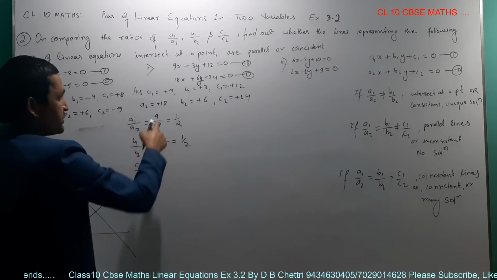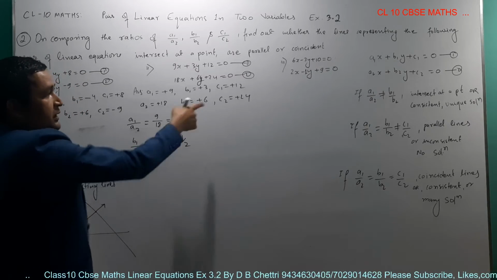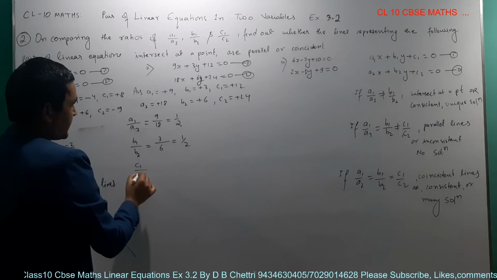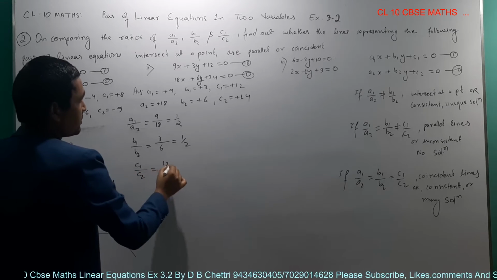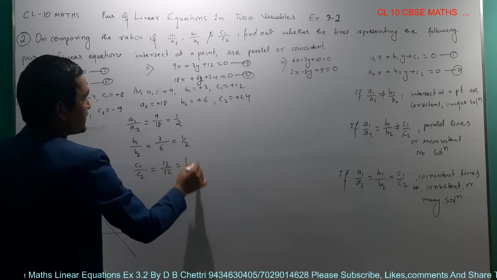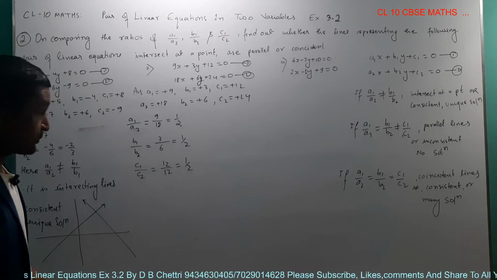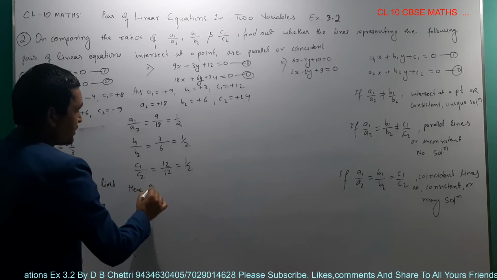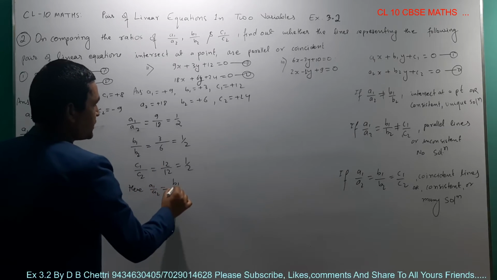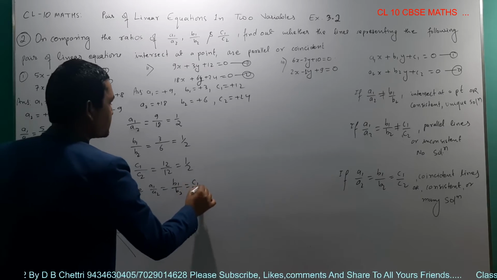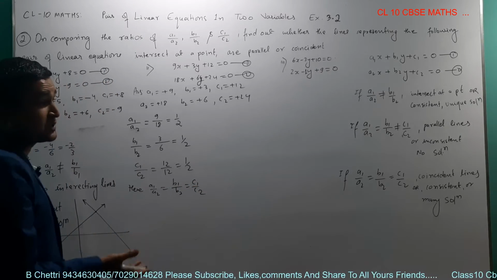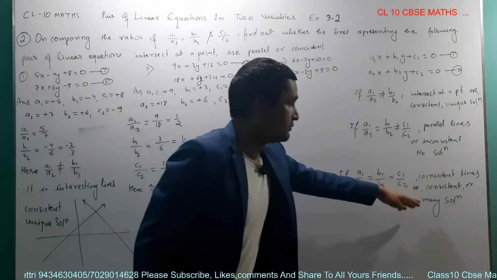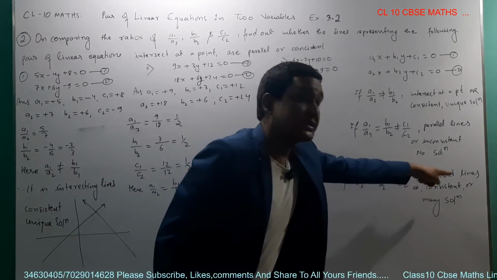Then C1 by C2. If these two ratios are the same, then only we get the third ratio. C1 by C2, 12 by 24, 1 by 2. That means all three ratios are the same. A1 by A2 is equal to B1 by B2 is equal to C1 by C2. If all three ratios are the same, what kind of line is this one? Coincident lines.